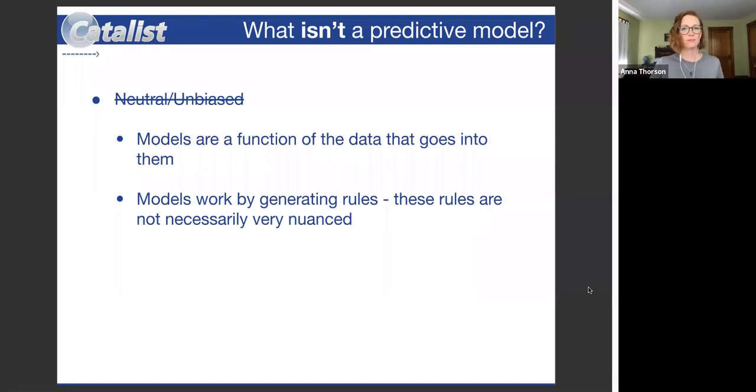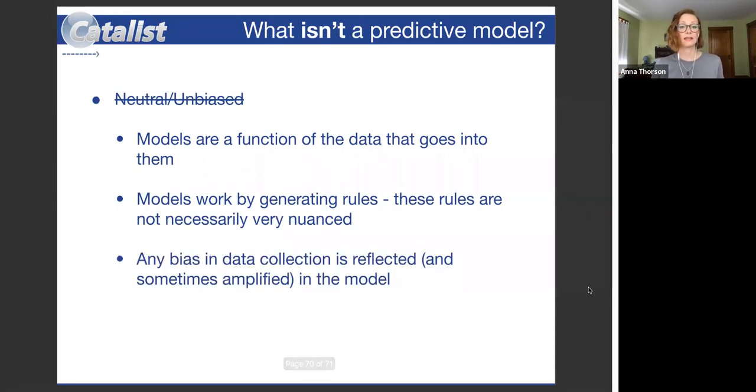Human beings have brains that are capable of making really interesting and nuanced connections really quickly. Computers can't do that. They make fairly rough rules using math. They can process large amounts of data. My brain can't process 240 million rows. But computers don't have that nuance that our brains have, and so their rules aren't always necessarily great. And so what can happen is that any bias in data collection is reflected.